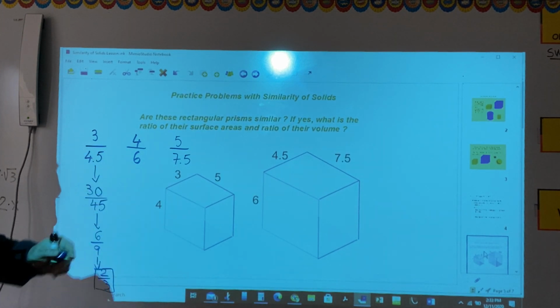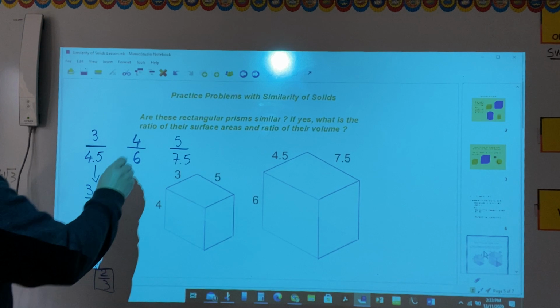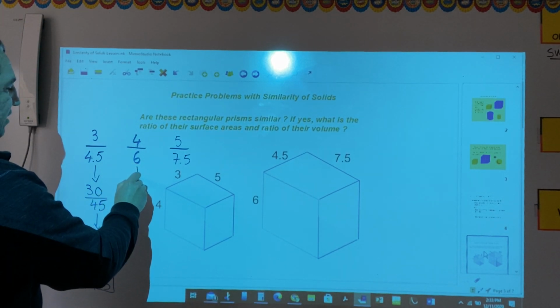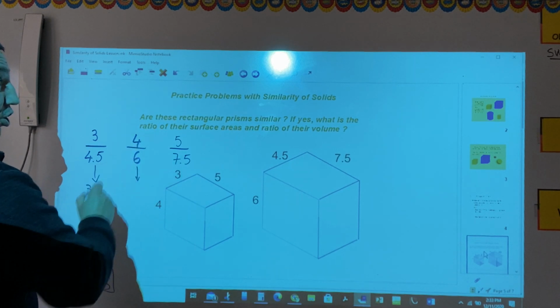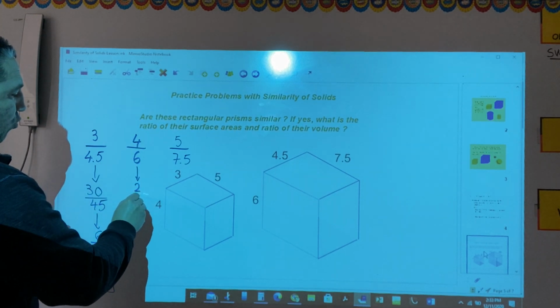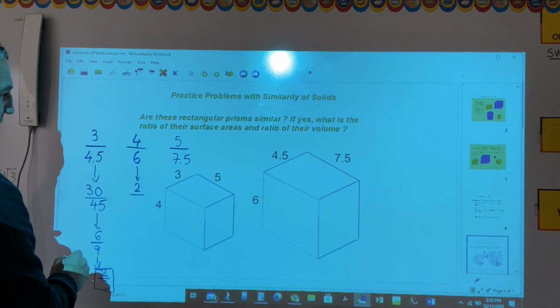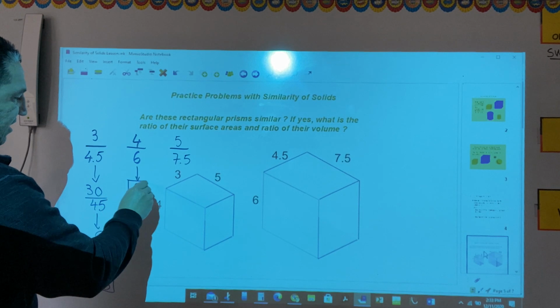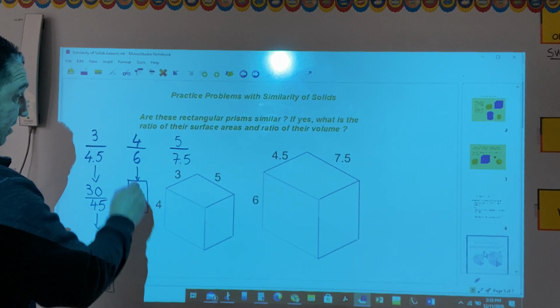Now, let's simplify the second fraction. The largest common factor is 2, right? So you're going to have 2 on top after division by 2, and in the bottom 3. So that's the simplest form of this fraction.